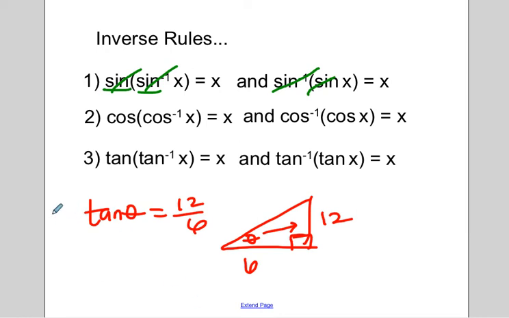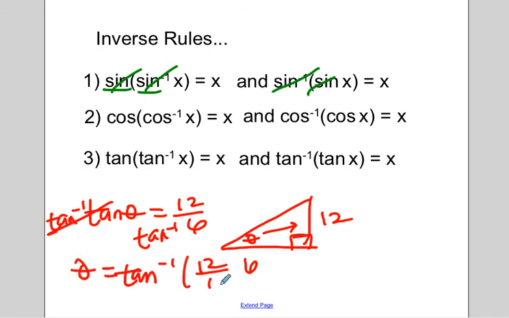So what you were doing is tangent inverse on both sides. Those cancel, so theta is equal to tangent inverse of 12/6. So that's why you do the inverse whenever you are trying to find an angle, and that's how they work out.